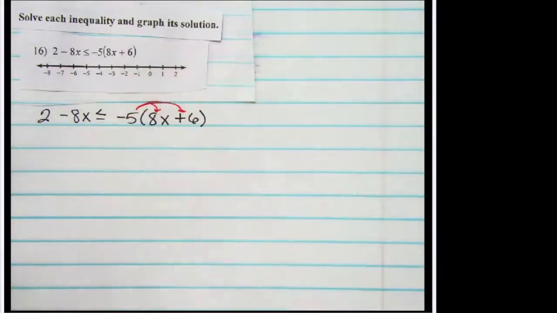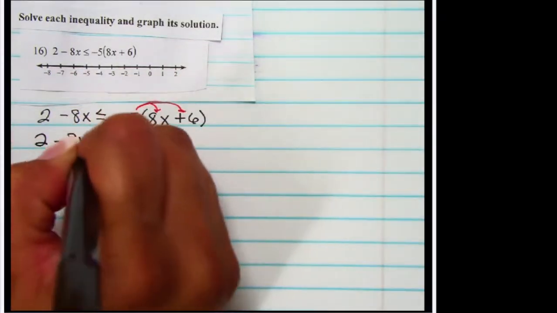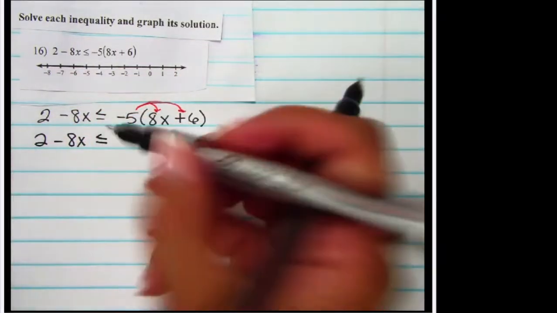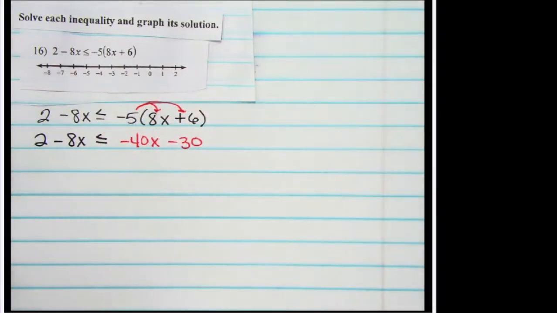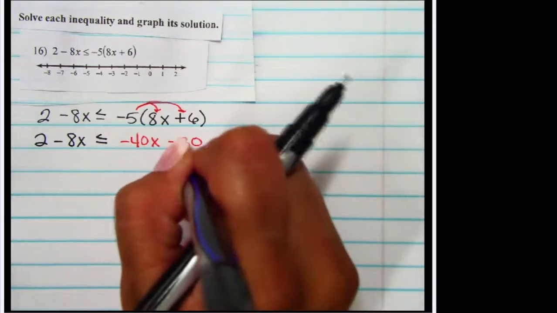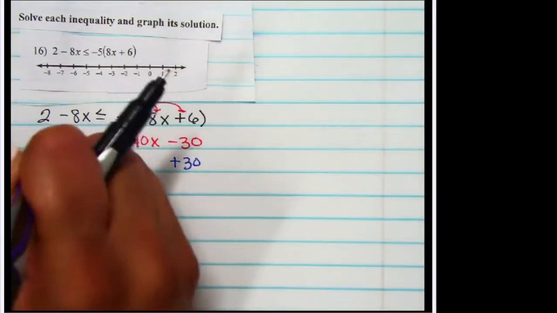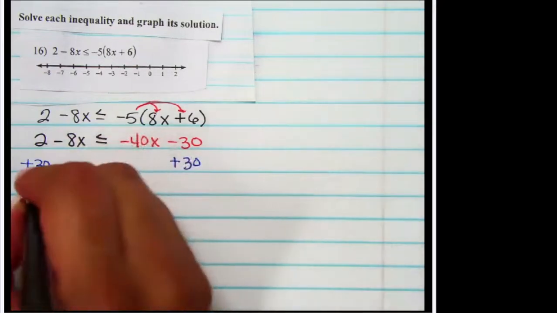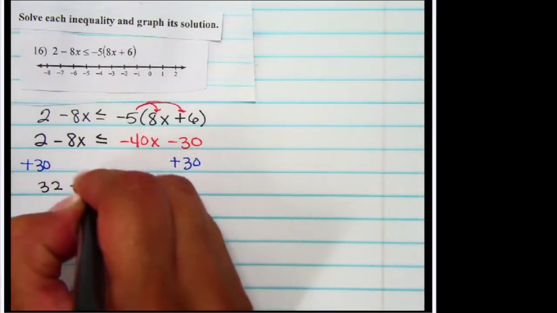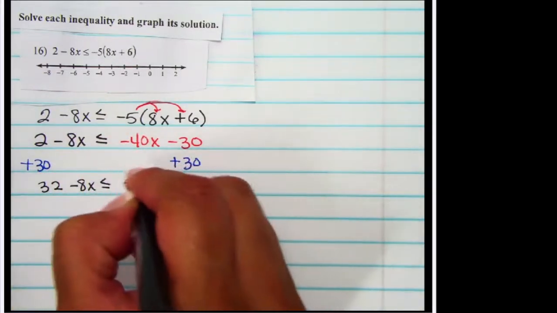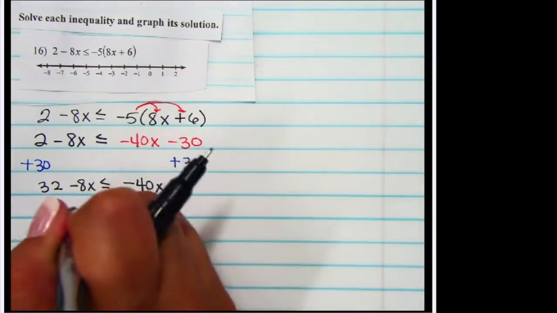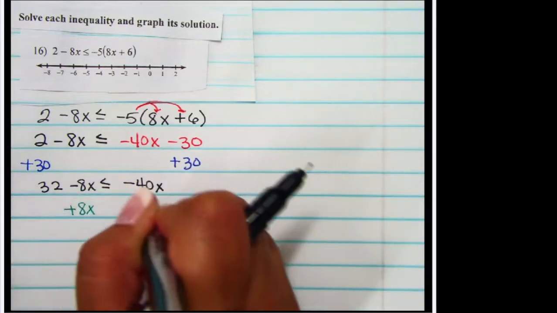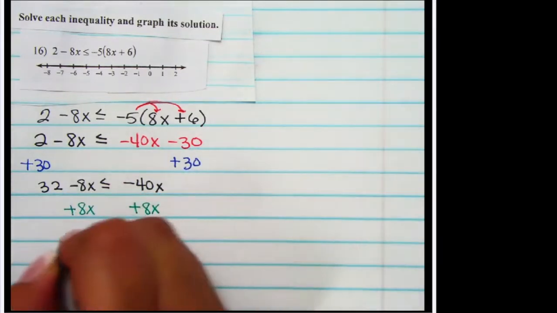First step I'm going to do is distribute this negative 5 here. The next step is I'm going to add 30 to both sides. And I'm going to go ahead and add 8x to both sides in order to get my x's all together on one side of the equation.